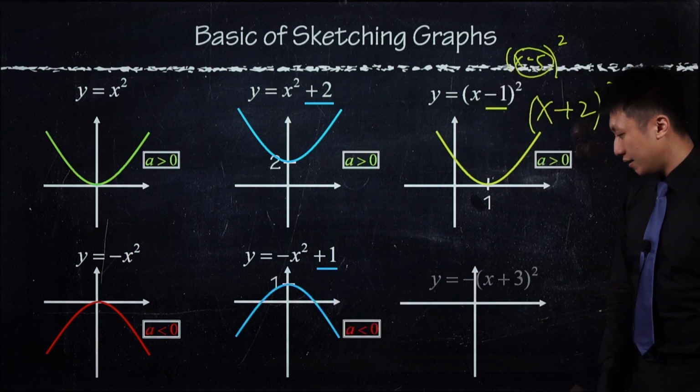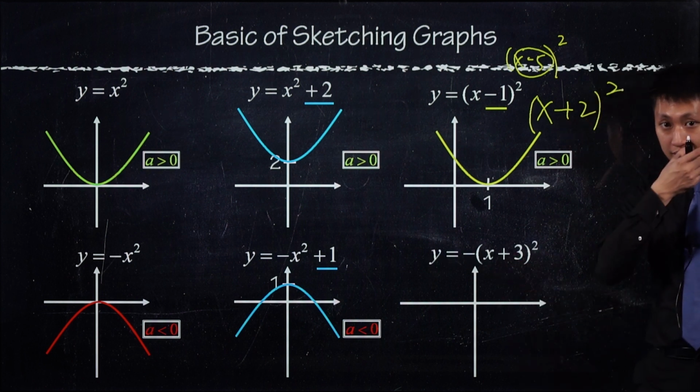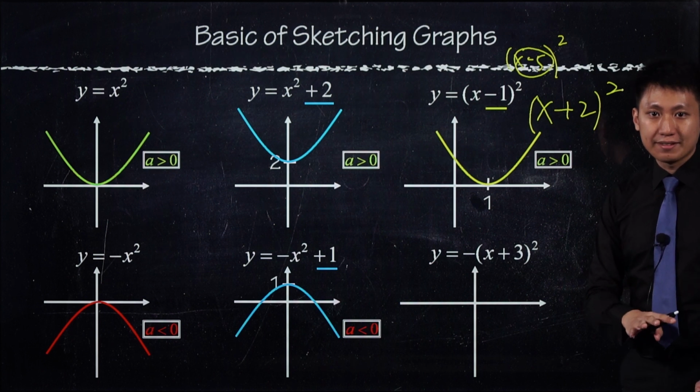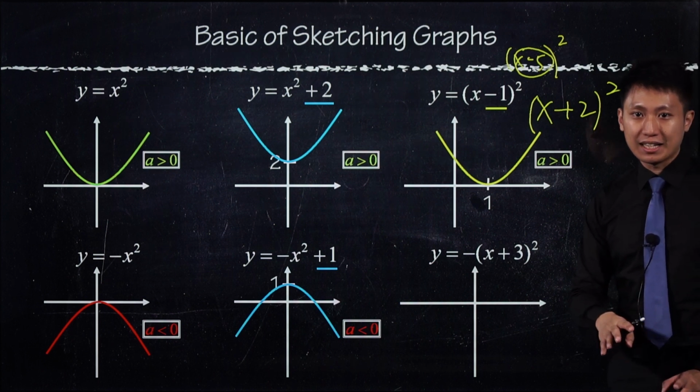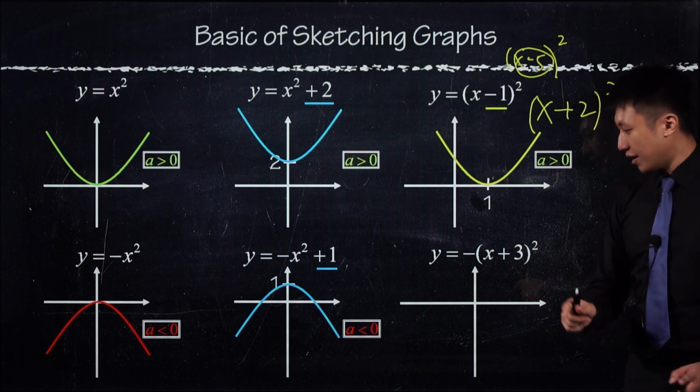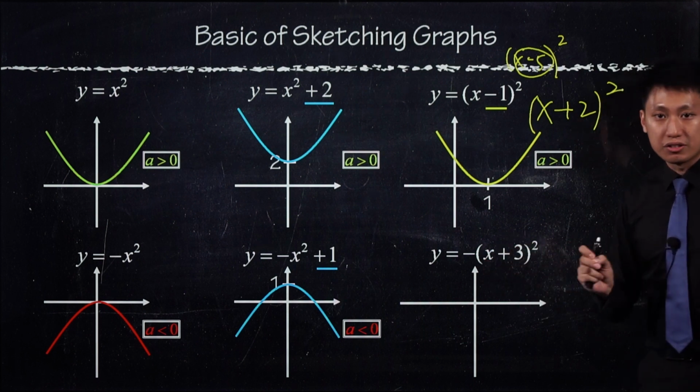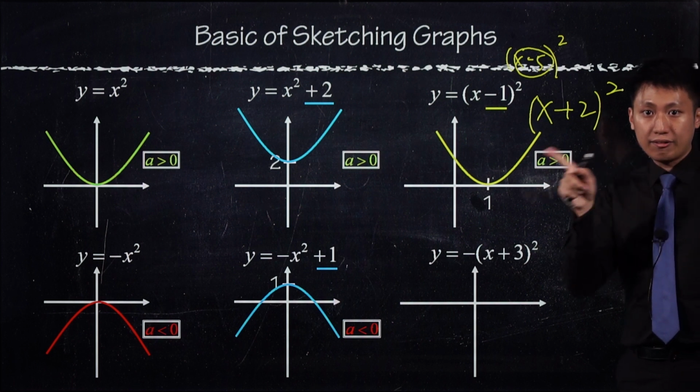Okay, then next one, this one I test you. Try yourself, think about it. I don't want to reveal the answer first. Okay, 3 seconds, enough for you to figure it out already. Alright, so now I have this one. Like I said, I let the inside be equal to 0, and my answer will be negative 3.